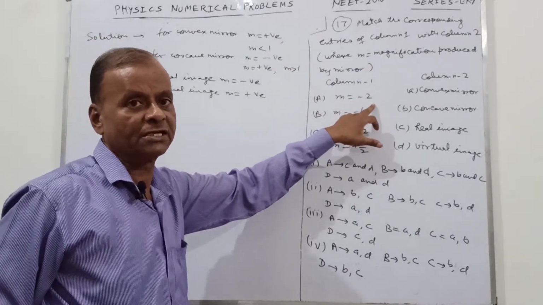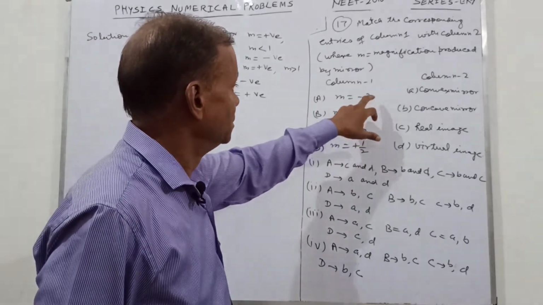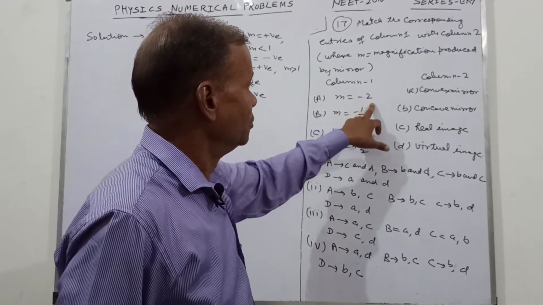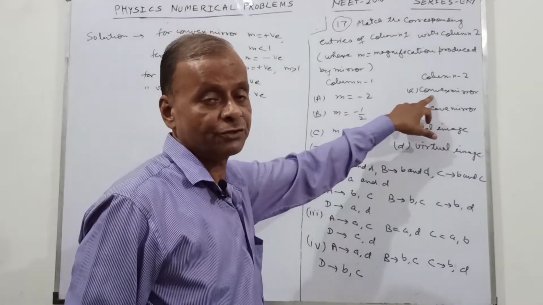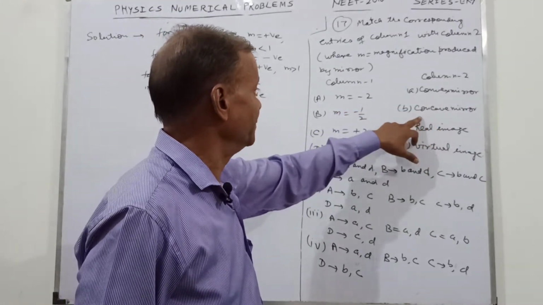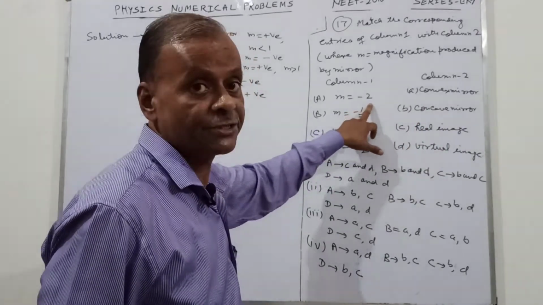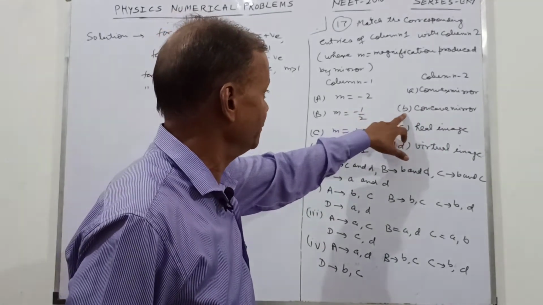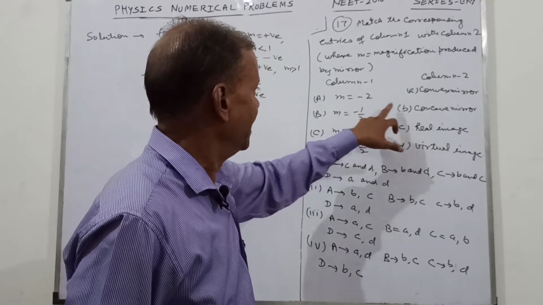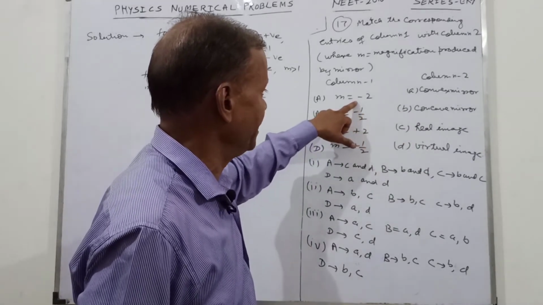Minus 2 is greater than 1, so this convex mirror will not match to this one. But the concave mirror will have the enlarged image. So this is for concave. And negative, so this is now a real image.